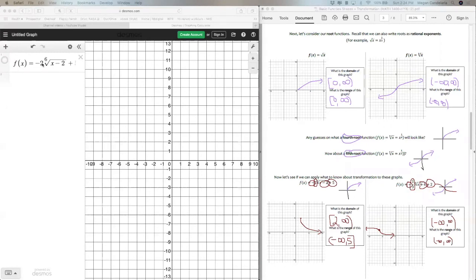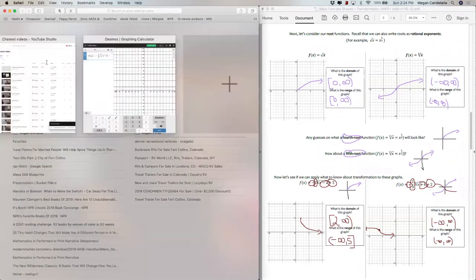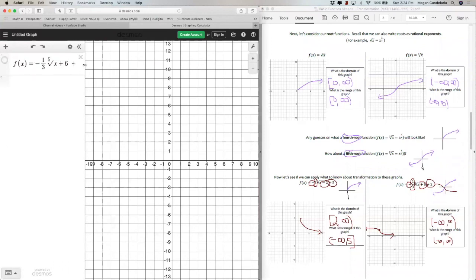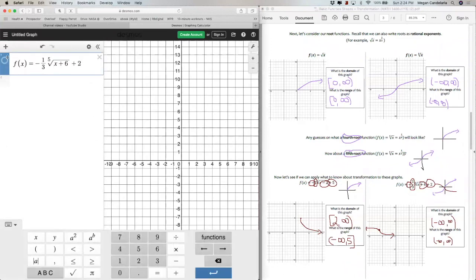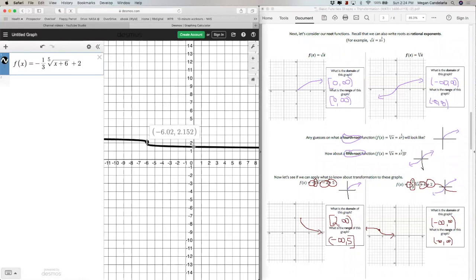So we're going to do negative 1/3 fifth root of x plus 6, plus 2. Okay, there we go. All right, not bad. So again, we've got our little growing spot right there at (-6, 2), rising to the left, falling to the right. So not too bad there.